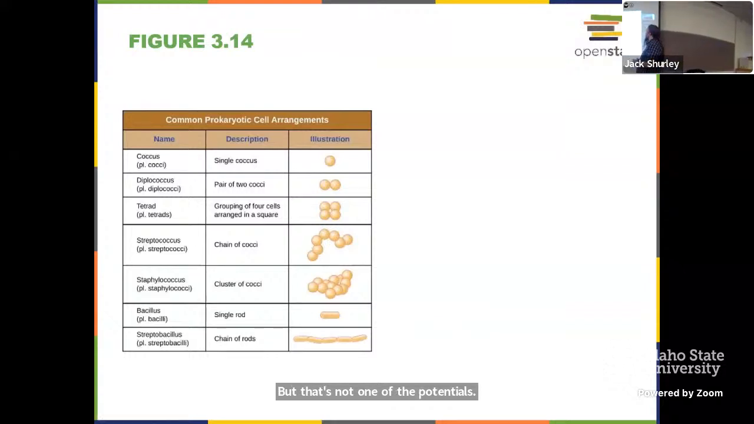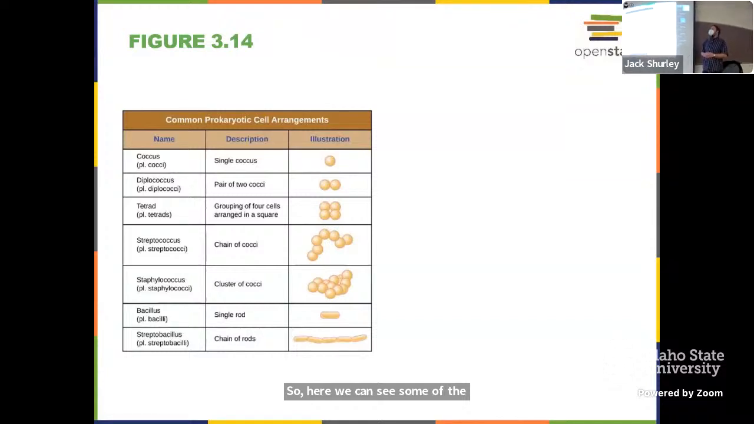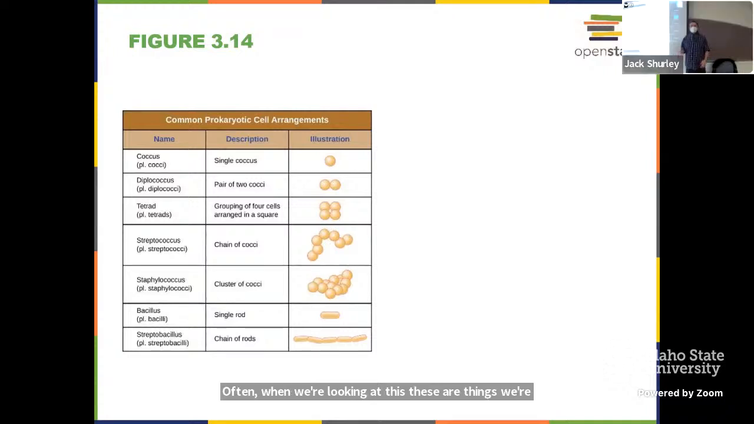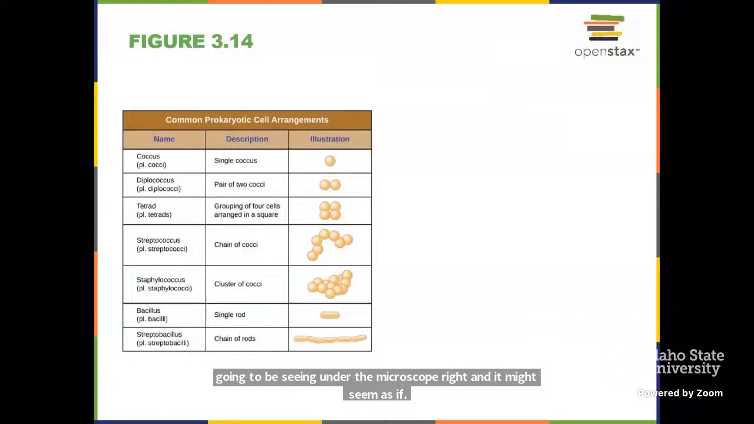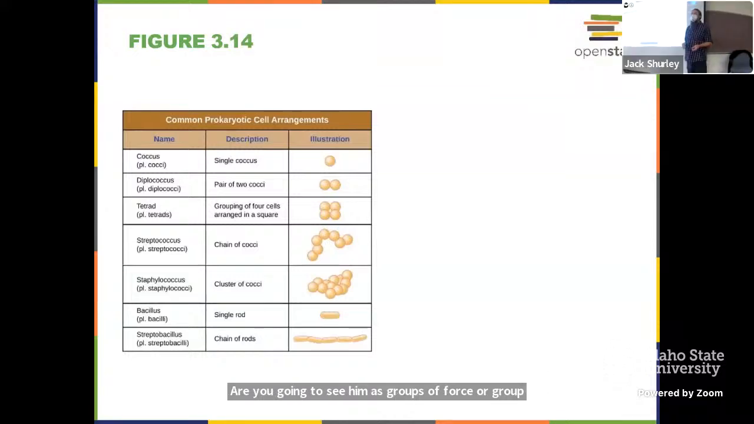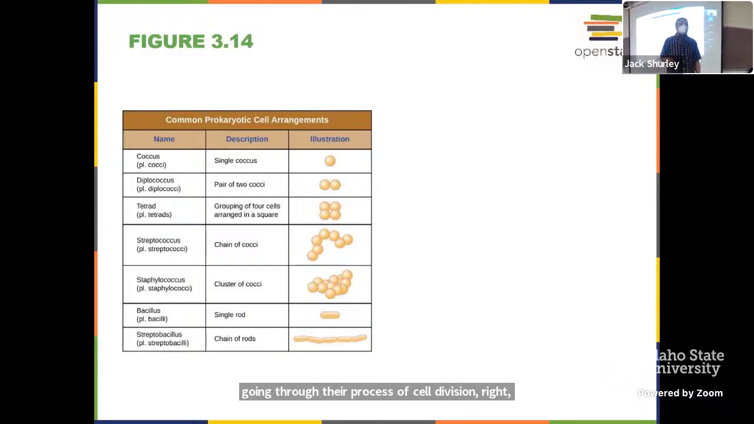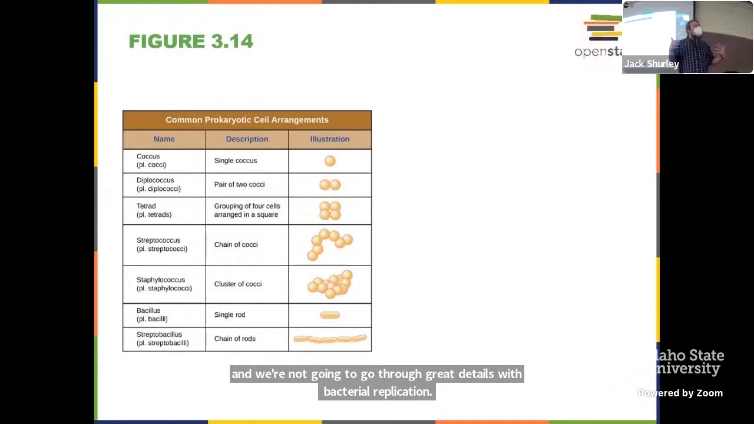So here we can see some of the arrangement, I should say. Often when we're looking at this, these are things we're going to be seeing under the microscope, right? And it might seem as if, how are you going to see them as groups of fours or groups of twos or whatever? It's the result of how these bacteria are going through their process of cell division, all right? And we're not going to go through great details with bacterial replication, but we do think about the littlest bit of it, especially when it comes to this.